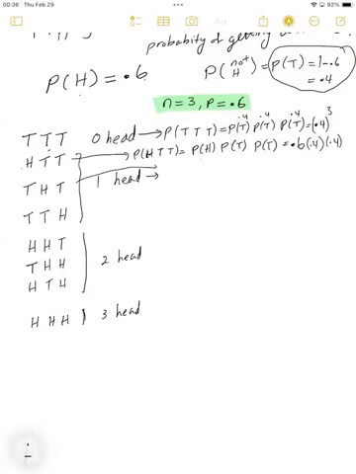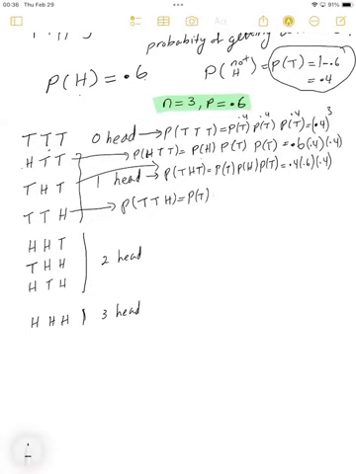To find this situation, we get the probability of getting a tail, head, tail. Then it is the probability of getting a tail times the probability of getting a head times the probability of getting a tail. So again, we have 0.4 here, 0.6 here, 0.4 here, and we multiply those. And the third one: what is the probability of getting tail, tail, head? It is the probability of tail, probability of tail, probability of head. This is 0.4, 0.4, 0.6.